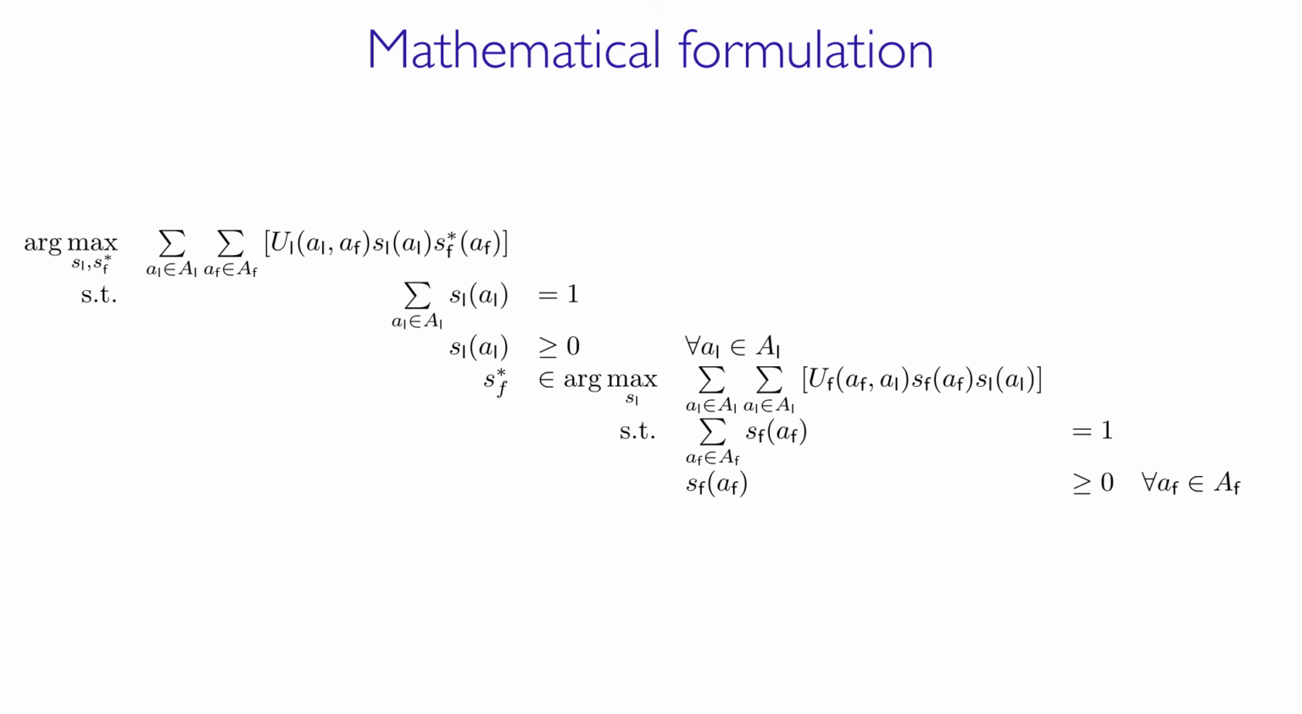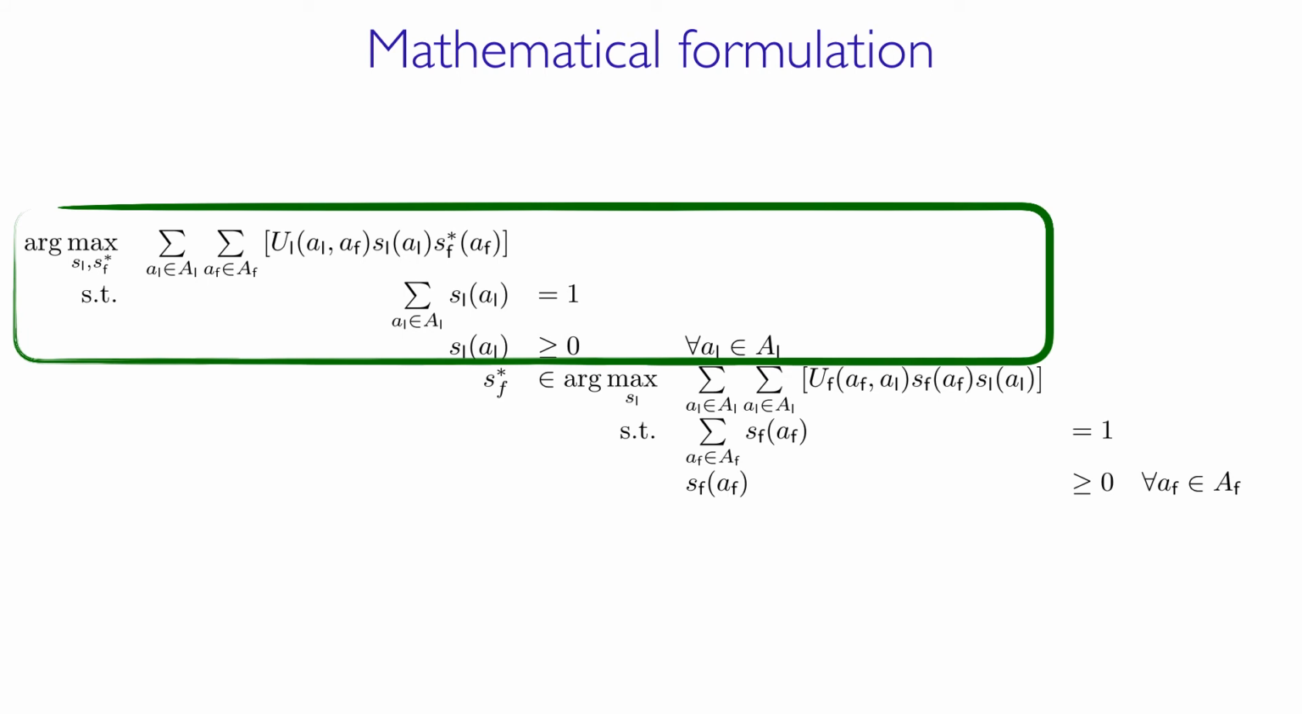Now we study the optimization problem to find a Stackelberg equilibrium with the follower's optimistic tie-breaking. This optimization problem is a bi-level optimization problem. This in green is the first level optimization problem. Here the objective function is the expected utility of the leader player. The constraints are that the leader strategy is well defined.